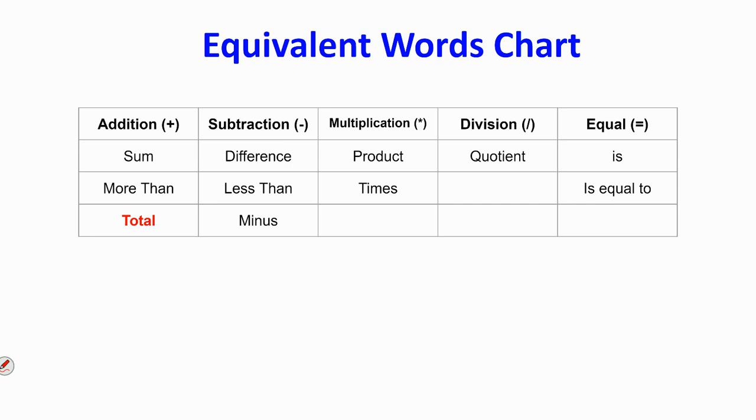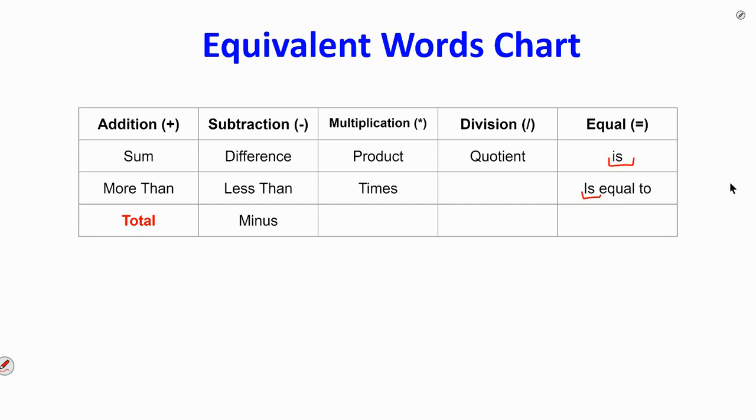We've got subtraction that represents difference, less than, minus. Multiplication could be said with product, times. Division, you could say divided by or quotient. There really aren't that many other ones. And then you've got equal. And the big ones here, you see the word is or is equal to. Notice that the word is is involved in both ways to say it.